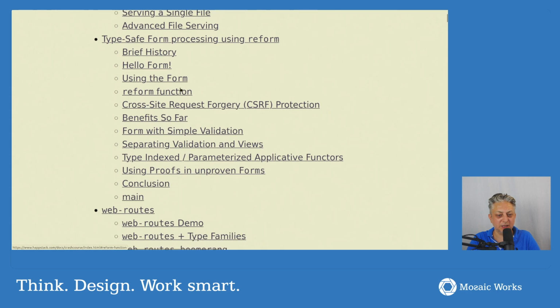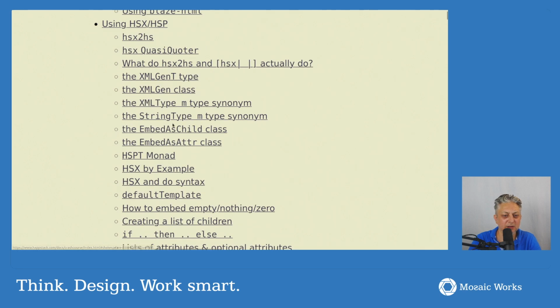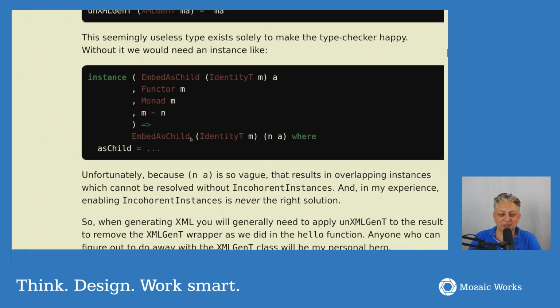Let's look at something else. We had somewhere XMLGenT. The XMLGenT, it's a monad transformer which takes an M and A. And you also have an unXMLGenT, which takes an XMLGenT M A. All right. So maybe you see where I'm coming at.